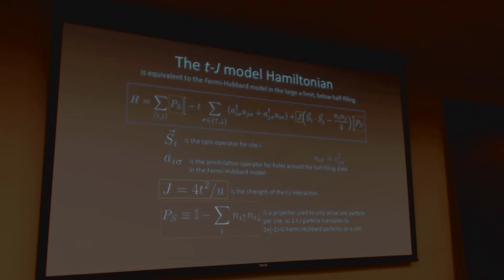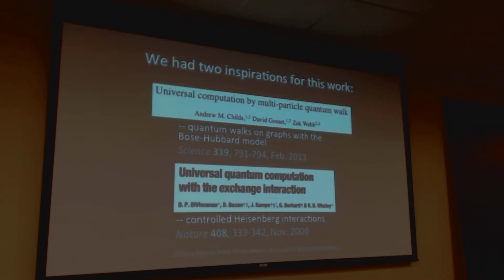Basically, if you were to have two particles in the t-J model on the same site, that would be equivalent to having something like -1 particles in the Fermi-Hubbard model on a site, and we obviously don't want that, so we explicitly eliminate it. There are two main papers that we drew ideas and technologies from, and combined them in a new way to give us this result.